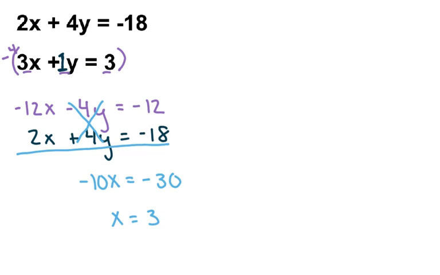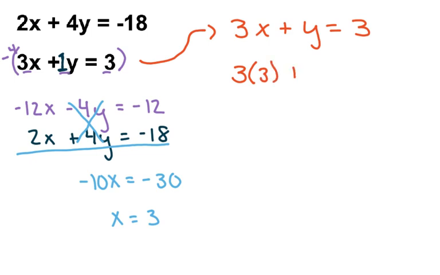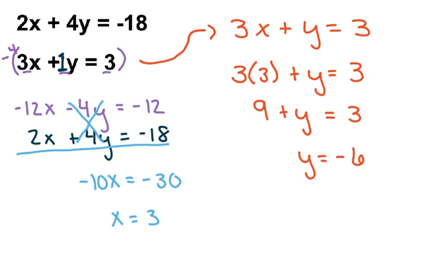Again, I'm going to use that equation with less negatives or smaller numbers. So I'm going to use 3x plus y equals 3. So I'm going to substitute 3 in for x and solve for y. So 3 times 3 is 9. We're going to subtract 9 on both sides. So y is going to be a negative 6. And then you must write your answer as a coordinate. So 3, negative 6.